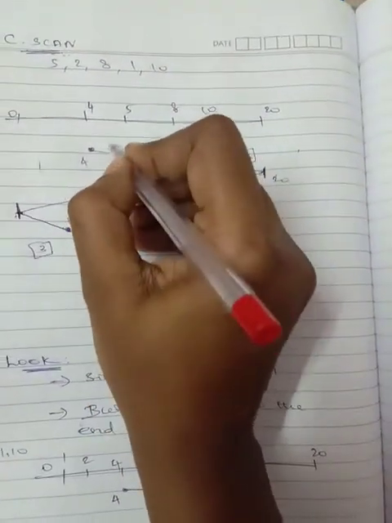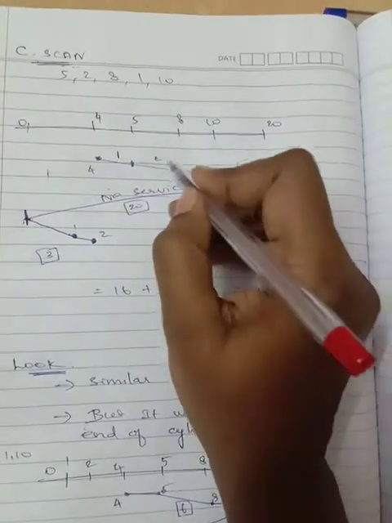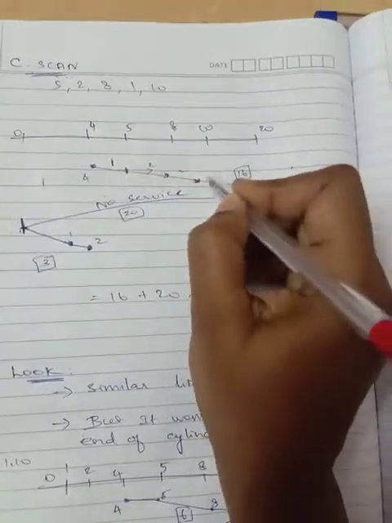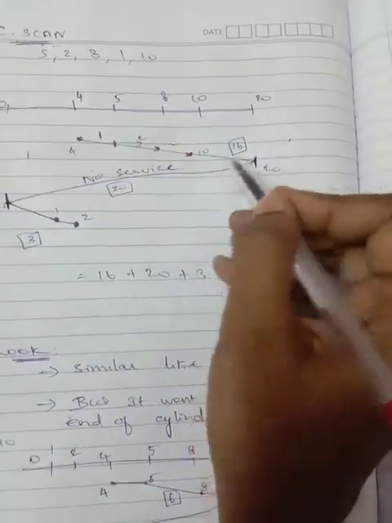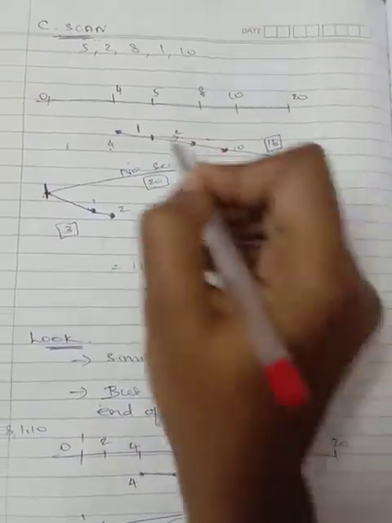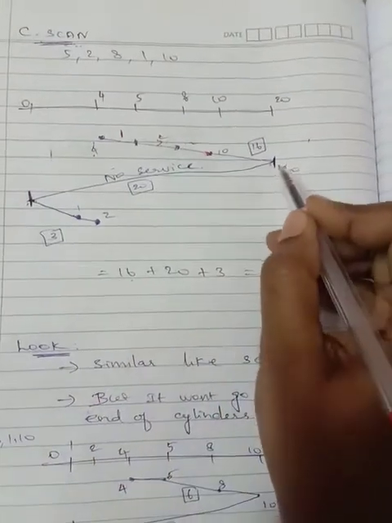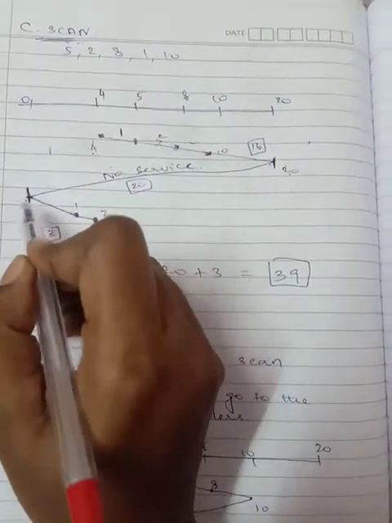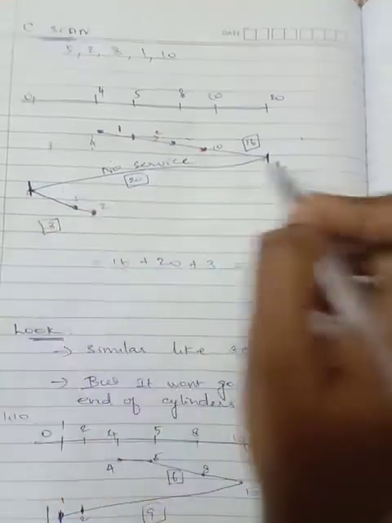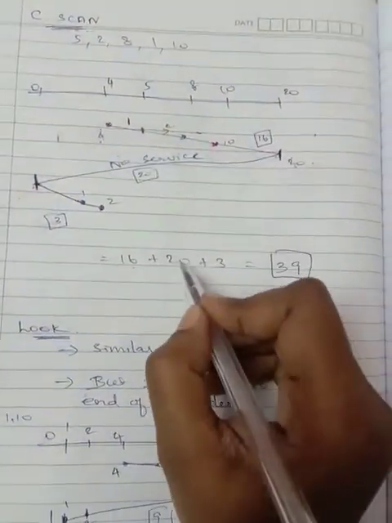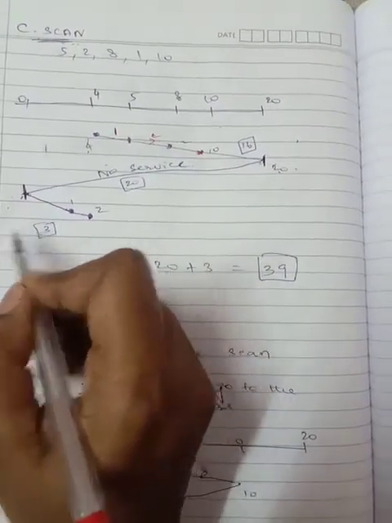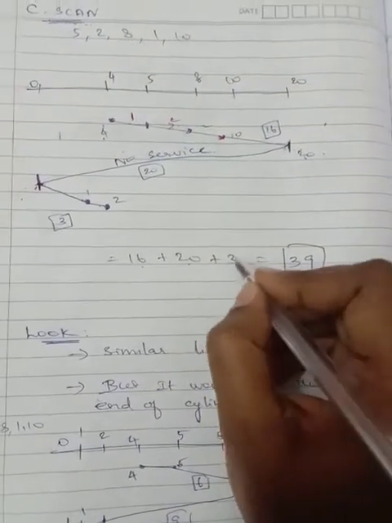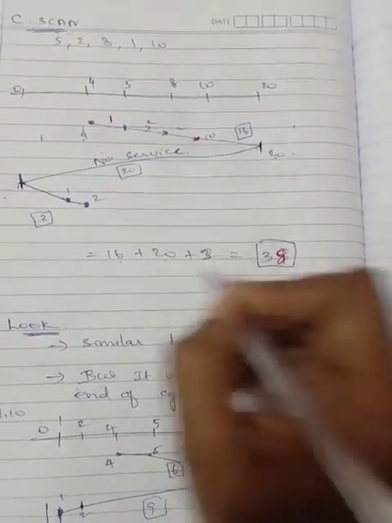So rather than identifying 4 to 5 is 1, and this is 3 and 2 and 10, so 10 plus 3 plus 2 plus 1, that is 16. So rather than calculating this, we have to identify the starting point at 4 and the ending point at 20. So 20 minus 4, 16. So here it doesn't do any service, but we still have to calculate the head movement. So 20 to 0, 20 minus 0, 20. And then from here to here, here it is 1, here it is 1, it is 2. So it is 38.